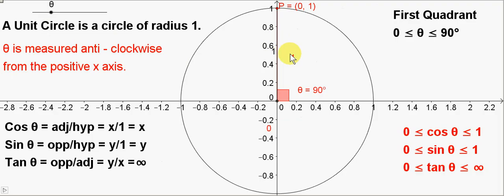When theta is 90 degrees, we have effectively division by 0. The opposite side is 1, or y is 1, so we have 1 over 0, which is undefined, or we can just say infinity. So tan theta ranges from 0 to infinity, as theta ranges from 0 to 90 degrees.